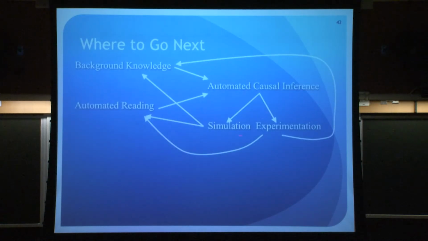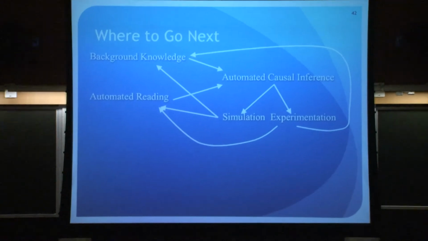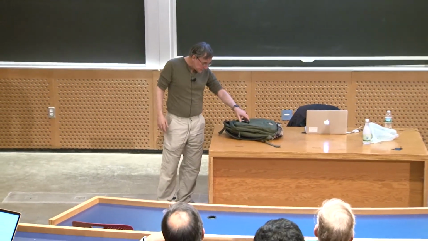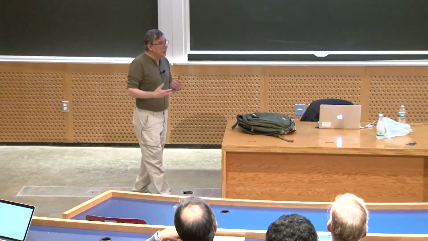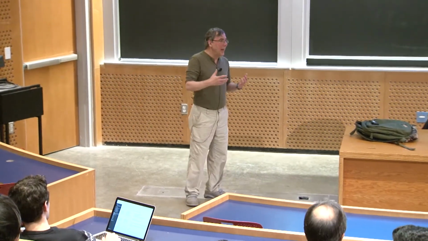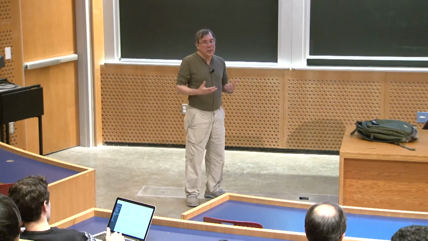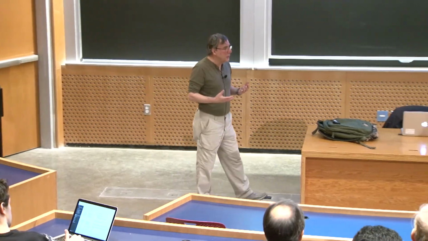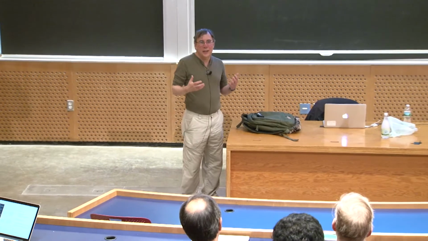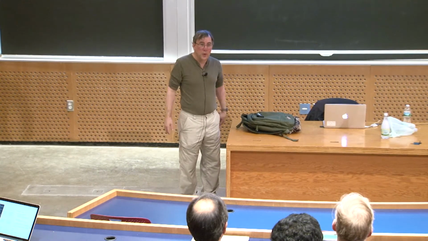So this is my vision of ultimately how this would work. We'd have automated causal inference, simulations, experiments, automated reading, and background knowledge, and somehow we'd put all of this together into one giant system. Given the number of variables, articles, and experiments that we're dealing with, some kind of automated system that combines all of this together is really going to be essential for progress at a certain point, because otherwise it's going to be beyond any kind of human comprehension.